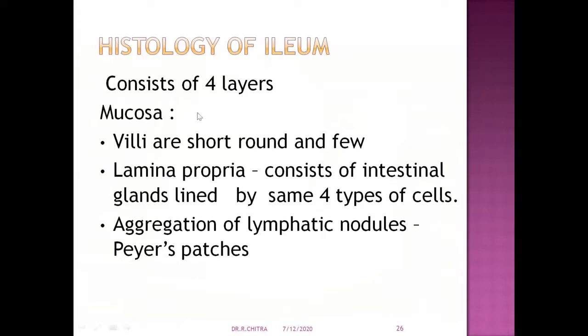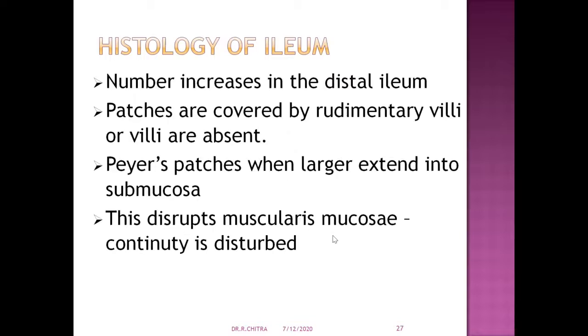So the histology of the ileum also consists of four layers, with mucosa having villi. In the mucosa, as we have seen in the duodenum, villi are prominent and more in number. If you compare this with the ileum, villi are short, round and few. And in the mucosa, we have the aggregations of lymphatic nodules called Peyer's patches.